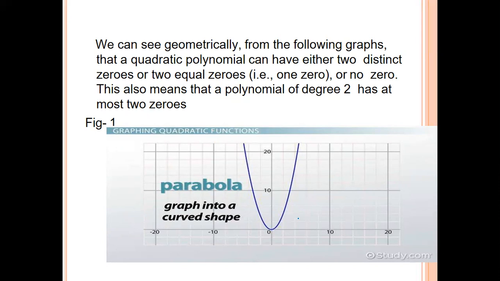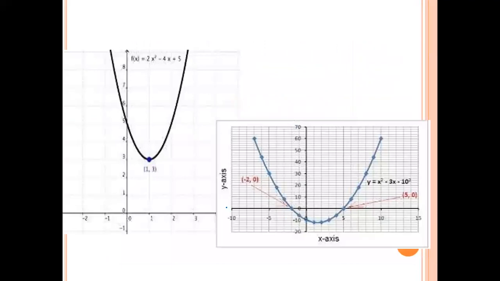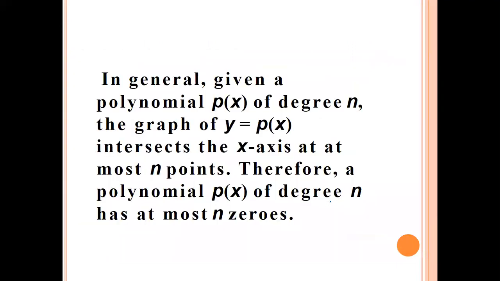You know that, these are also parabolas. This again is the two zeros case. In general, given a polynomial p(x) of degree n, the graph of y = p(x) intersects the x-axis at most n points. Therefore, a polynomial p(x) of degree n has at most n zeros.